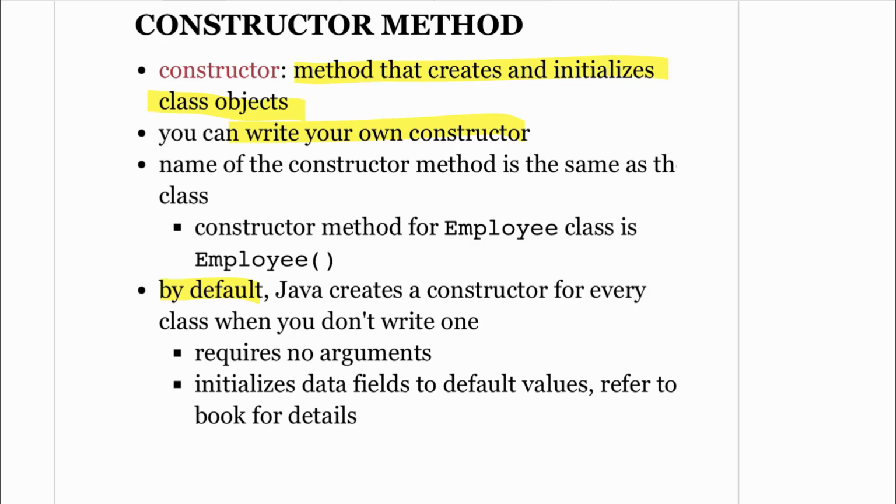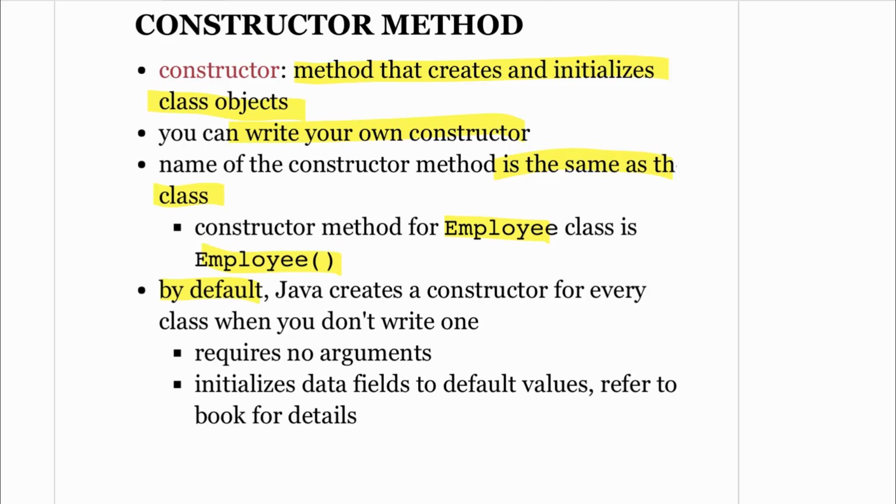And then the name of the constructor method is always going to be the same as the class name. So right here it says it's going to be the same as the class. So if you're using the class called employee, your constructor method is going to be employee, and then you have your parentheses because that's obviously a method. So that's just a really general understanding of what a constructor method is.